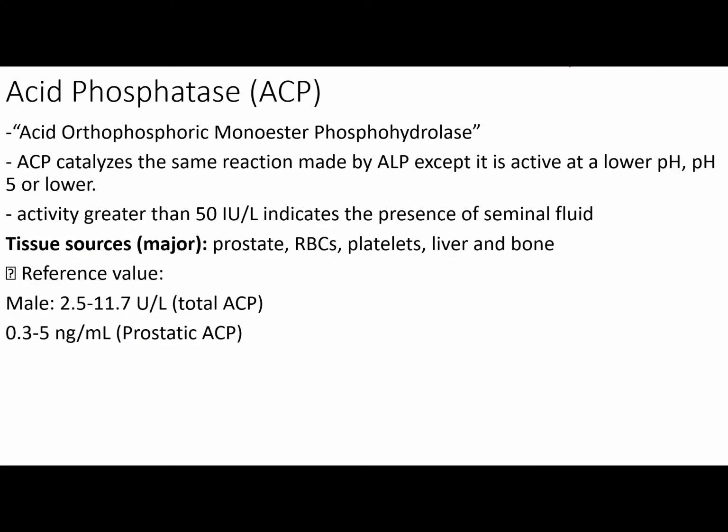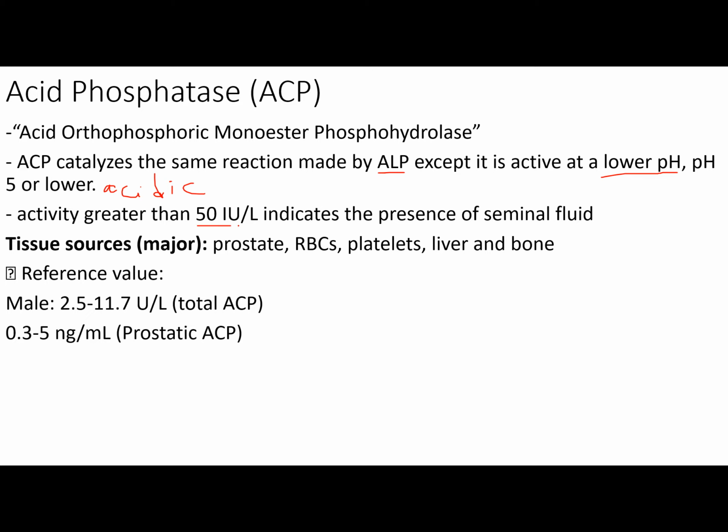Now let's go to the second phosphatase, the ACP or the acid phosphatase. Acid phosphatase, like your ALP, also has a name: the acid orthophosphoric monoester phosphohydrolase. So ACP catalyzes the same reaction made by ALP, except it is active at a lower pH, usually at a pH of 5 or lower. That is why it is called acid, because it causes a reaction at an acidic pH.